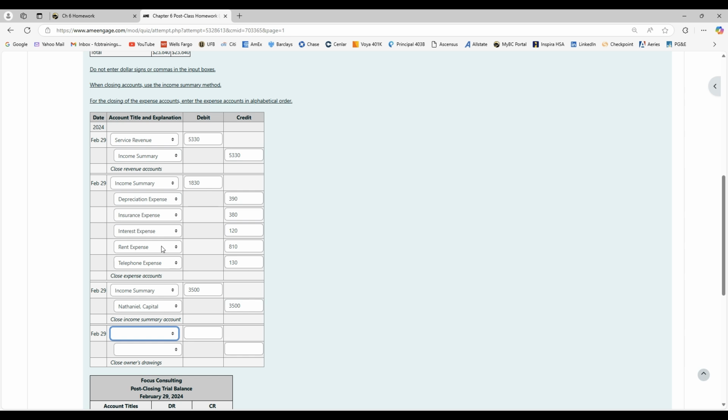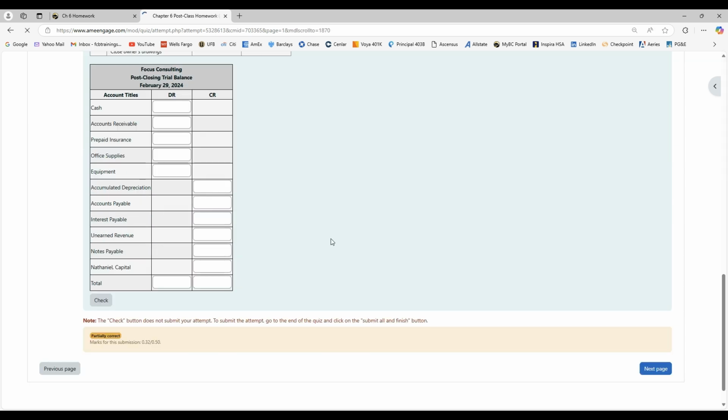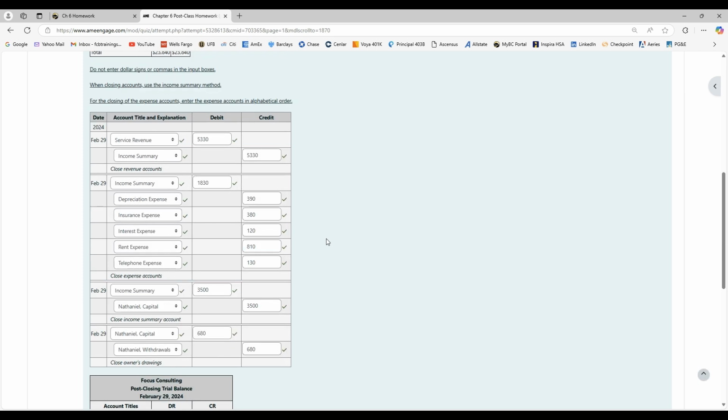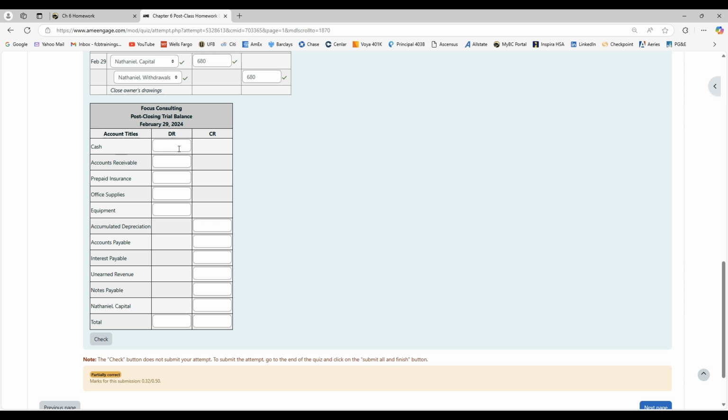And then finally, we have withdrawals being moved into capital. We have a debit balance for withdrawals initially, so we want to credit that to get it to go to zero, and 680 is the balance there. So let's hit our check button and make sure we got everything in right. Looks good. Okay, and now we're going to go through and put our post-close trial balance together.